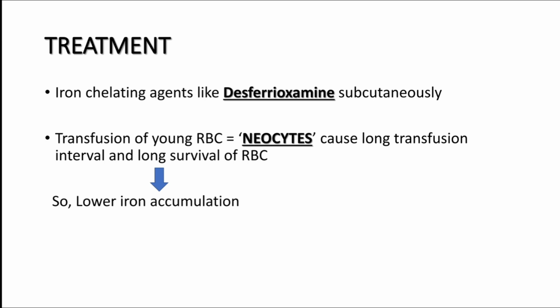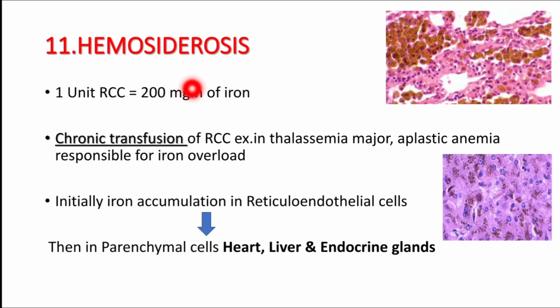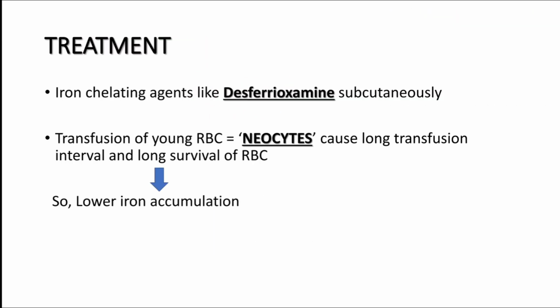So how will you treat hemosiderosis? Here you will have iron accumulation. So for the treatment, you can give an agent that will chelate the iron. So iron chelating agents like desferrioxamine can be given subcutaneously to treat hemosiderosis. And how can you prevent hemosiderosis? So the second option for prevention is that you can give a transfusion of young red blood cells, which are known by the name neocytes.